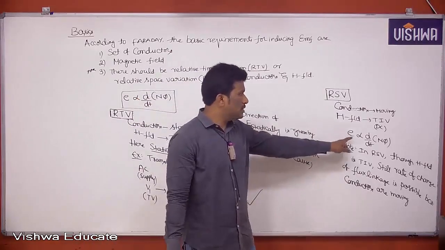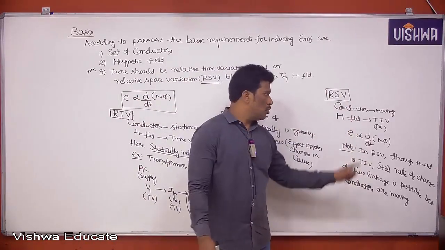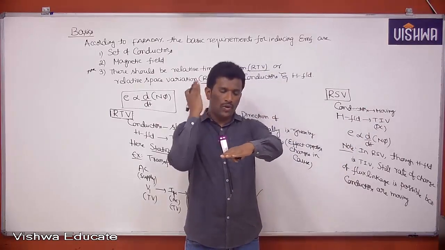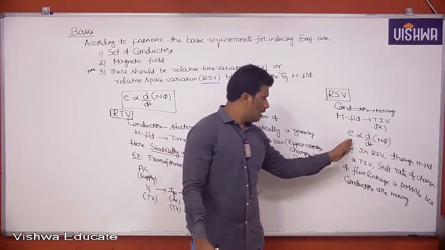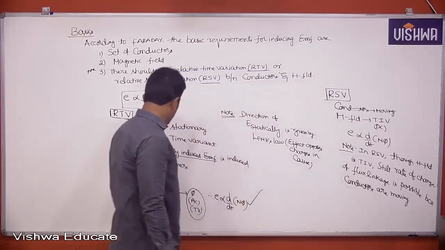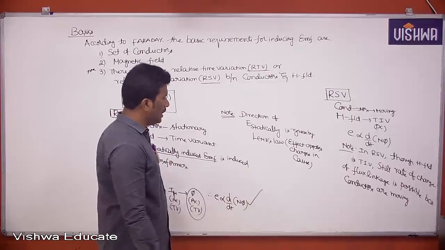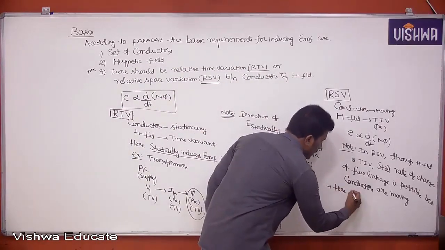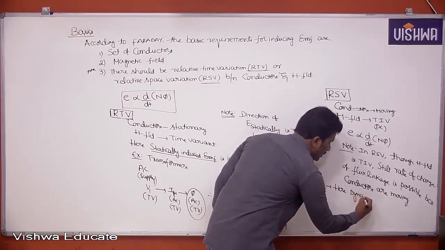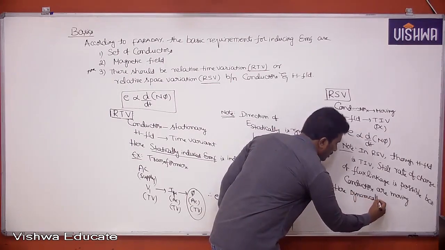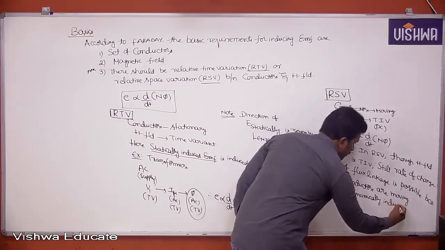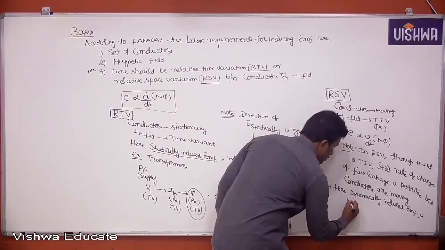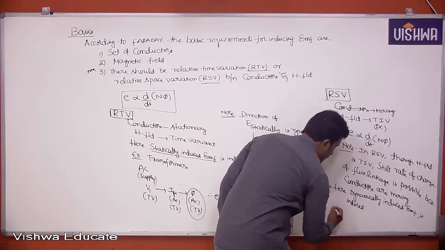So rate of change of flux here also is possible. Though magnetic field is time invariant, conductors are moving. So these conductors will go and cut the magnetic field. Then EMF will be induced. The type of EMF induced because of RSV can be called dynamically induced EMF. Here dynamically induced EMF is induced.